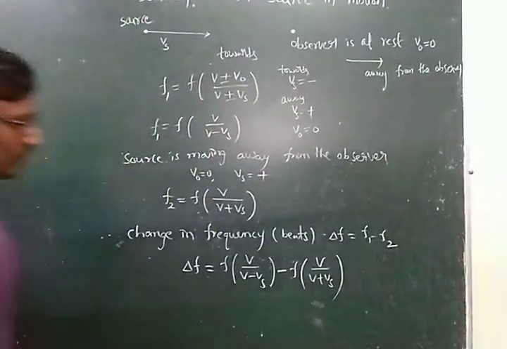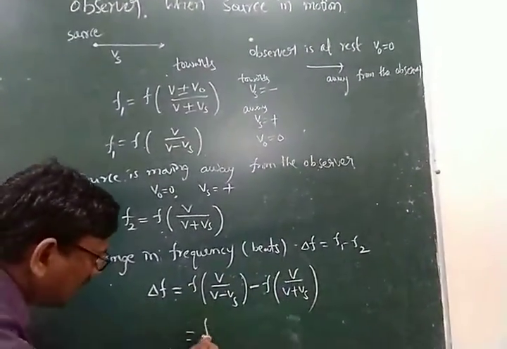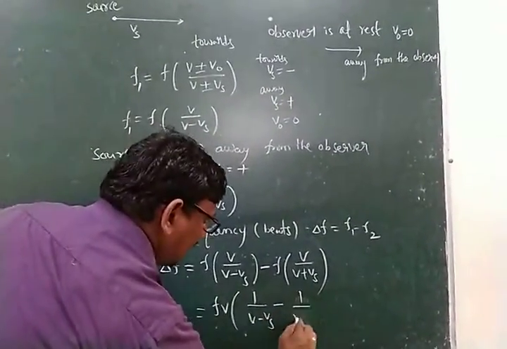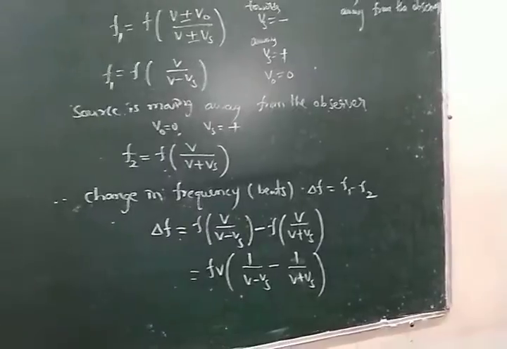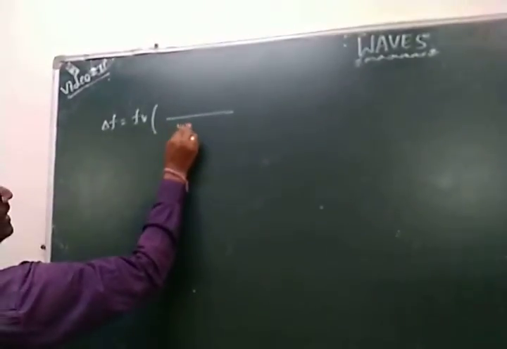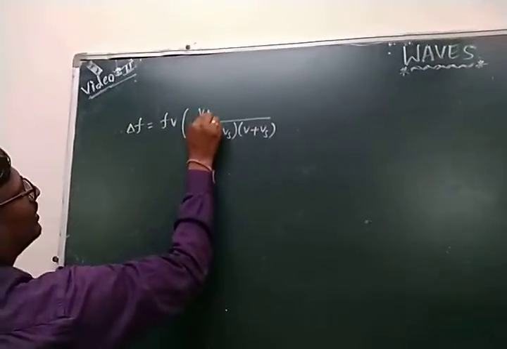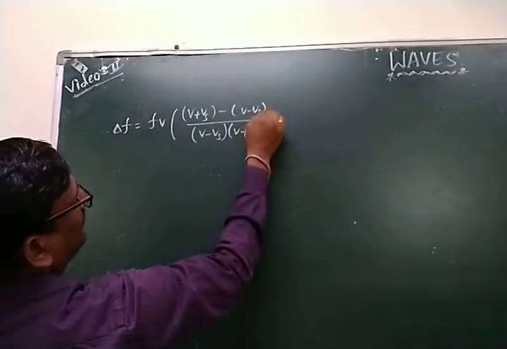Now in these two terms, which is taken common? F into V, take the common. See, F into V take the common: 1 by V minus Vs minus 1 by V plus Vs. Now take here the LCM. Delta F is equal to FV into, taking the LCM, V minus Vs into V plus Vs. Now here we have V plus Vs minus V minus Vs.